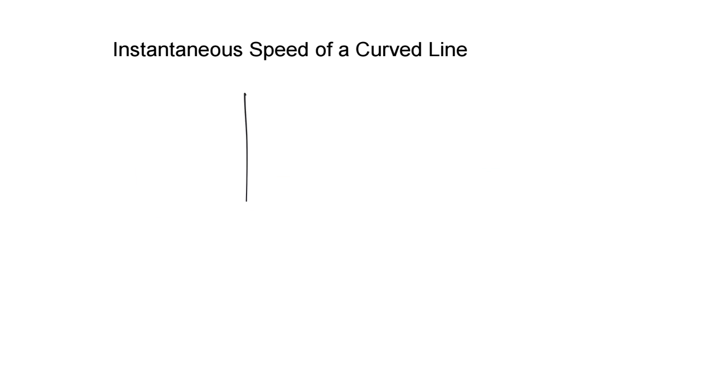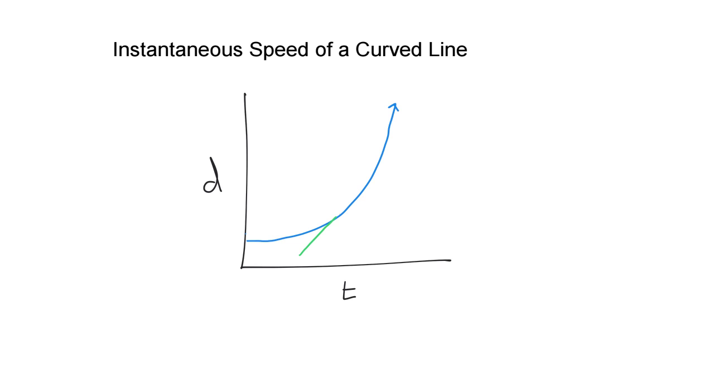All right, how can we find the instantaneous speed of a curved line? Let's say that this is our displacement, this is our time, and this thing is accelerating, so it's got a curve like this. How do you find the instantaneous speed? Well, we need to find the slope of a tangent line. A tangent line is a straight line that touches a curved line at exactly one point.